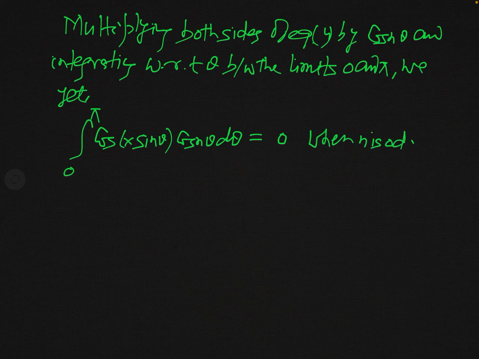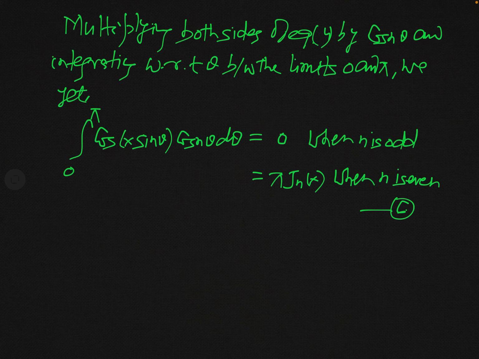You can check it. And this will be equal to pi times Jn of x when n is even. You can check it and say this is equation 6.